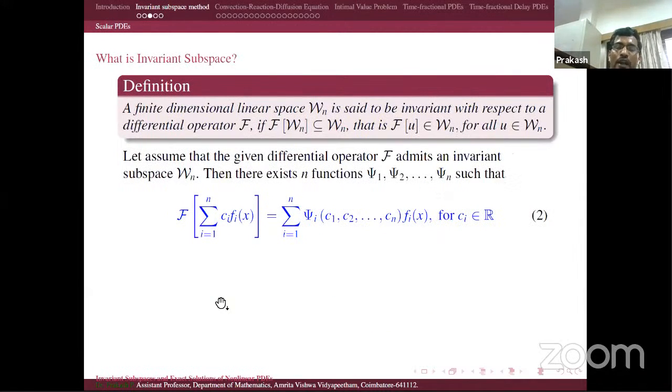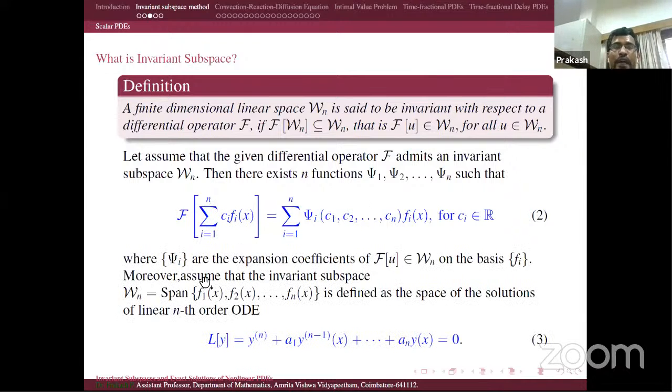So what is the invariant subspace? A finite dimensional linear space Wn is said to be invariant with respect to the differential operator f if f of Wn is a subset of Wn, that is, f of u belongs to Wn for all u belonging to Wn. If the given differential operator f admits an invariant subspace, then there exist n functions psi1, psi2, psi n such that f of a linear combination of the n linearly independent functions, we can write this.